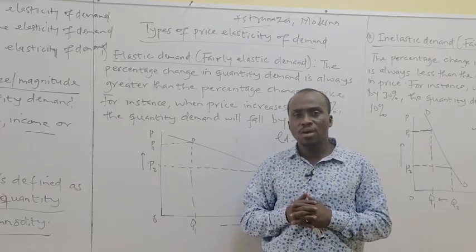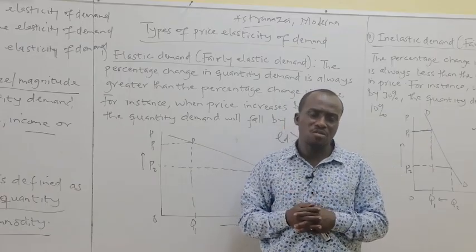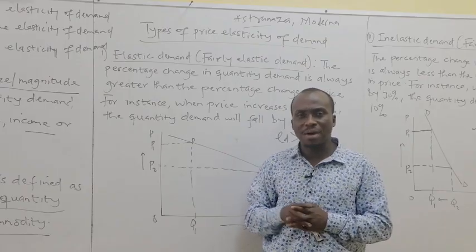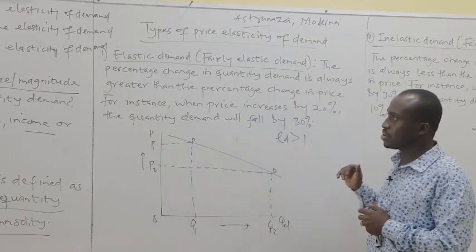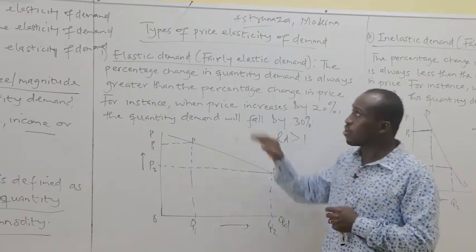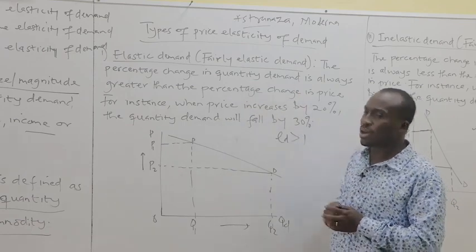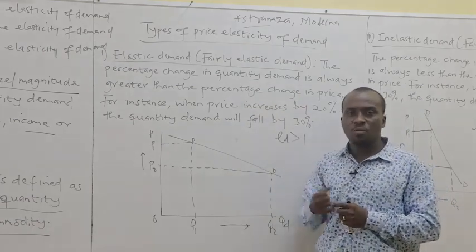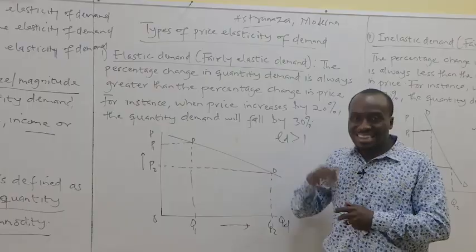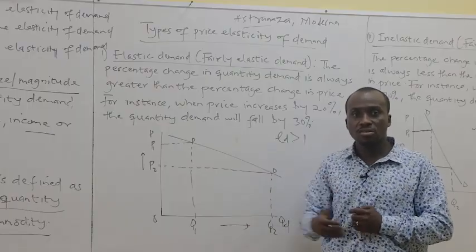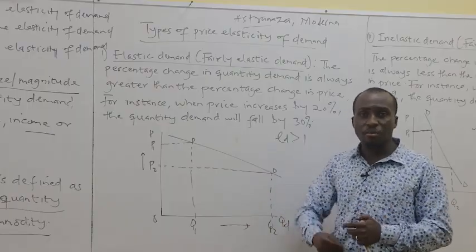Later, we're going to look at some of the factors that cause these when we are finished talking about these types of elasticities. So the elastic demand, or what we call fairly elastic demand, is when the percentage change in quantity demanded by the consumer is higher than the percentage change in price. Meaning that the commodity is very sensitive.